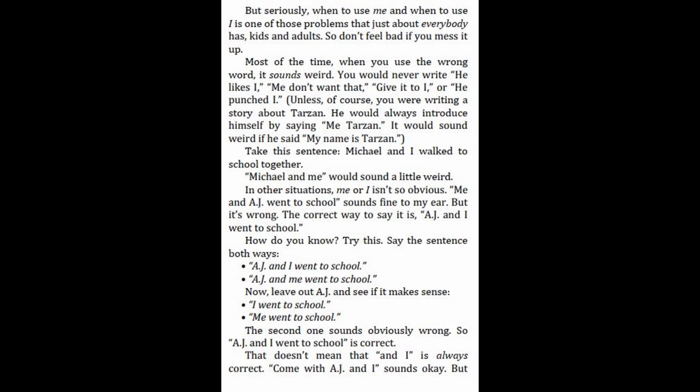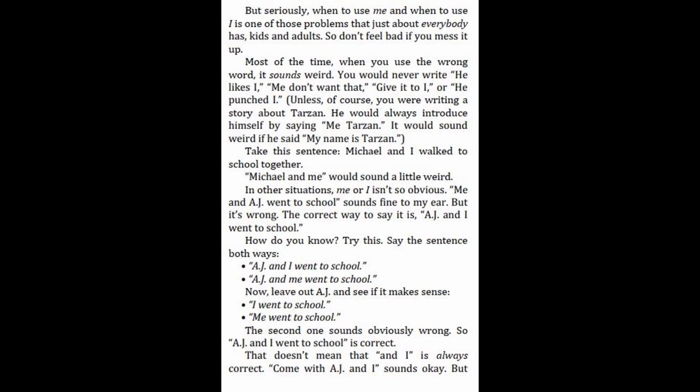In other situations, me or I isn't so obvious. "Me and AJ went to school" sounds fine to my ear. But it's wrong. The correct way to say it is, AJ and I went to school. How do you know? Try this. Say this sentence both ways. AJ and I went to school. AJ and me went to school. Now, leave out AJ and see if it makes sense. I went to school. Me went to school. The second one sounds obviously wrong, so AJ and I went to school is correct.